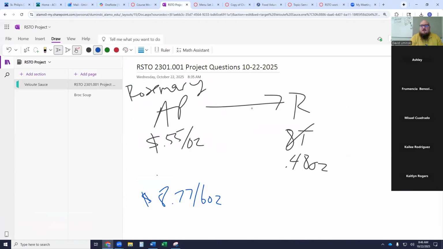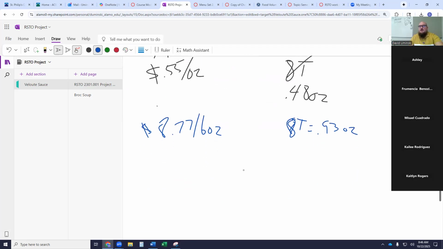So let's go back here now. So 8 tablespoons is equal to 0.93 ounces. Okay. So now that we have this information, the 8.77 for 6 ounces and 8 tablespoons equals 0.93. See if you can finish it out from there and then check on the quiz and let us know. Okay, thank you. You're welcome.